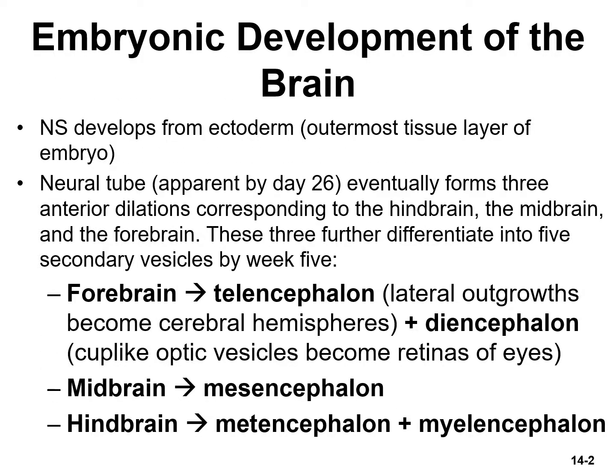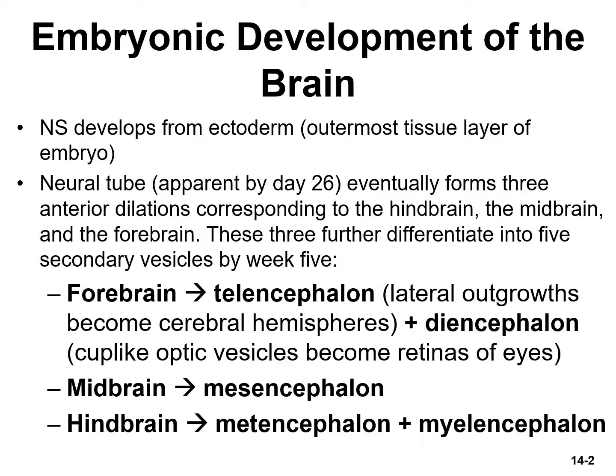Let's look briefly at how the brain develops embryonically. The nervous system, or the NS as it's abbreviated here, develops from a tissue type known as the ectoderm. So ecto basically means outer, derm is referring to skin. So this is the outermost tissue layer of an embryo. And there are some fairly good examples of this process illustrated and visualized in various videos on the internet. So I'll be linking to several of those such that you can take a look at those as well.